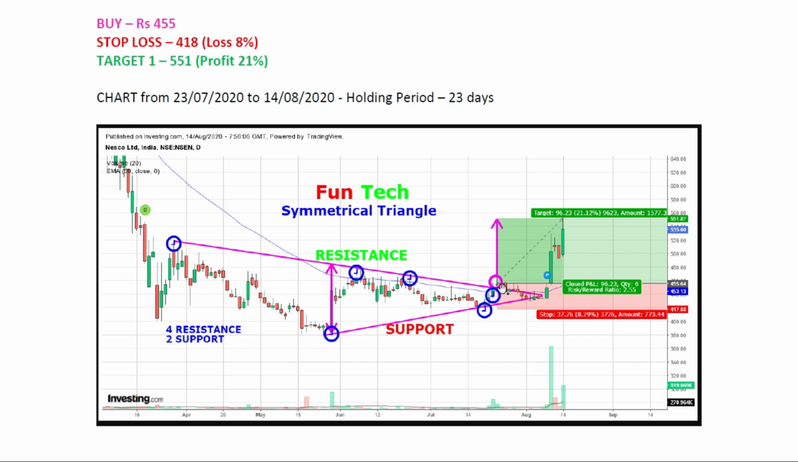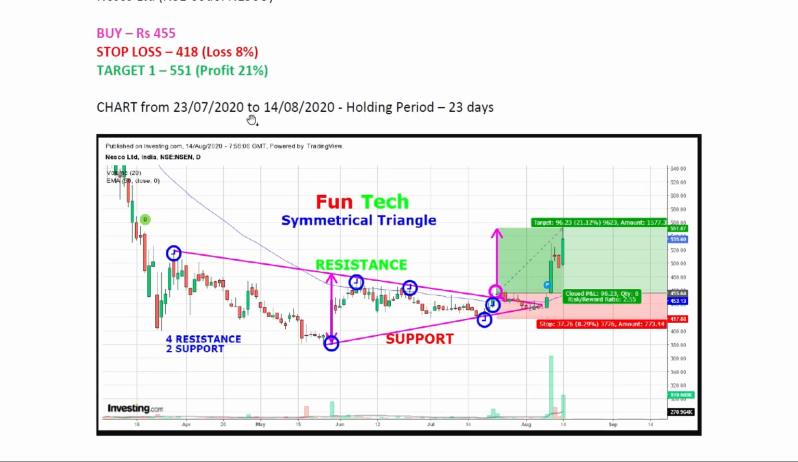So the buying price is 455, you can see here, and the stop loss is around 418, that is 8% we are taking as risk, and our target is 551, that is here, around 21% of profit. So it's more than 2 times the benefit. We are risking one time to earn 2 times the return.